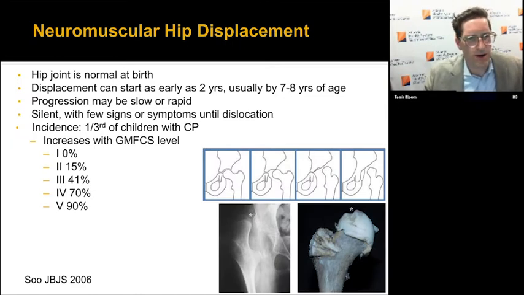So let's move on from gait to two other conditions that we treat, and one is hip displacement. Neuromuscular hip displacement in CP is quite different from DDH, or developmental dysplasia of the hip.